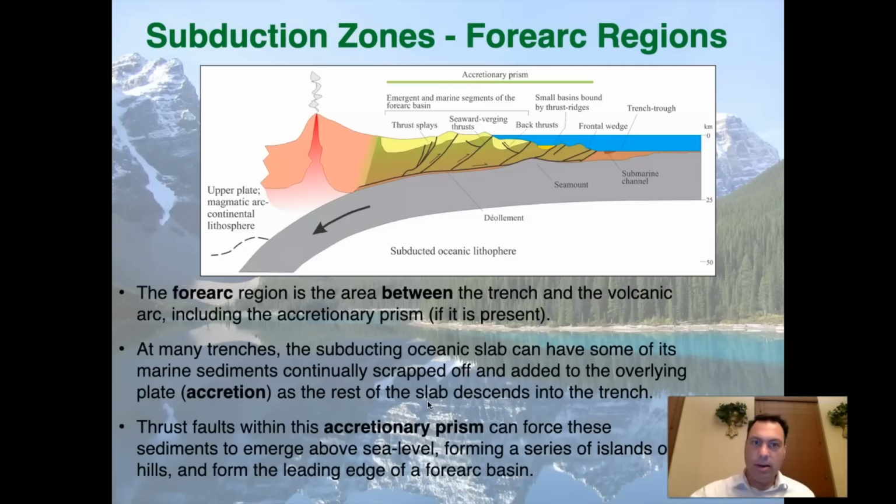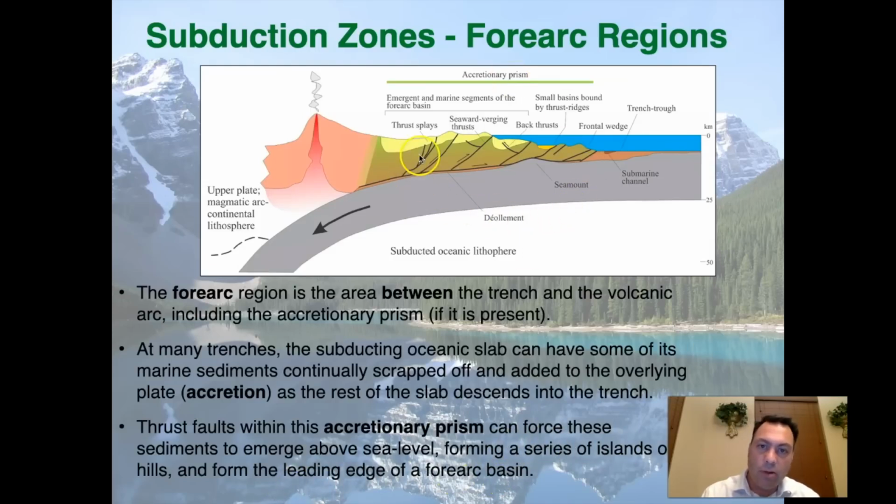That's what we're seeing here: the sediments that have accumulated on the sea floor are being scraped off and then added across the trench to the other plate. So this is material that used to be on the subducting plate and has now been transferred over to the overriding plate. That's called an accretionary prism. The way that's accommodated is through a series of thrust faults. Thrust faults within this accretionary prism can force these sediments to emerge above sea level, forming a series of islands or hills and forming the leading edge of a forearc basin.